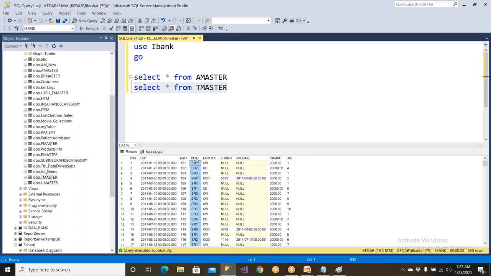A branch in which you're doing the transaction: you can open the account in one branch, and you can go to one more branch and do the transaction. If you want to make a check deposit, you can go to any other branch, or a cash withdrawal, you can go to any other branch. So there is the branch ID, cash deposit, cash withdrawal, check deposit. If it is a cash deposit, check number and check date are null. And what is the transaction amount?